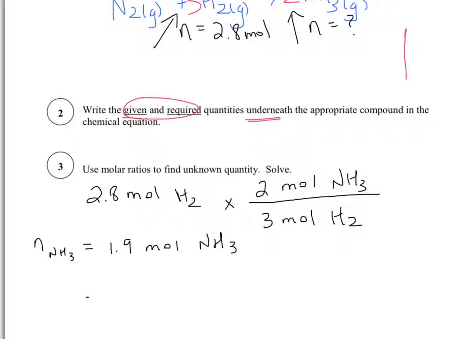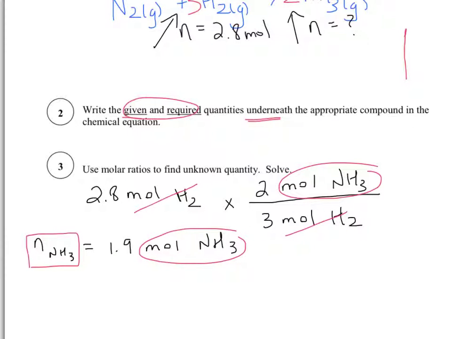So we see that when we calculate, we get 1.9 moles of NH3, and we will see that the moles of H2 cancel out to leave us with moles of NH3. And we can use this notation to show that we've got n for moles and subscript NH3 for NH3, so the moles of NH3 equals 1.9 moles.